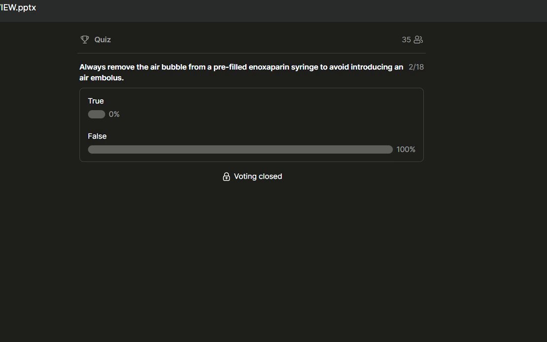What is the purpose of that air bubble? Keep the medication in place. Exactly. That air bubble acts as a plug to keep the medication deep in the subcutaneous tissue. So you actually do inject that air bubble. Good deal for remembering that.